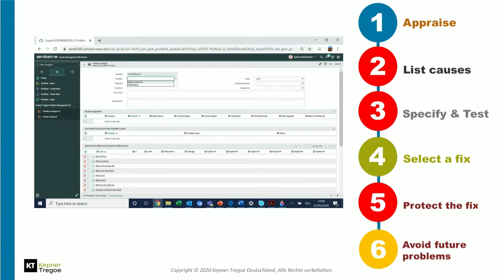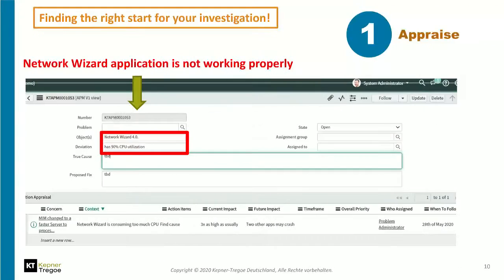Once root cause is found, it's about selecting a fix, and then in the last steps, 5 and 6, about securing your fix and extending your thinking beyond the root cause to learn from the problem and to drive continuous improvement. So I suggest let's go into these steps, and let's start with step number 1.